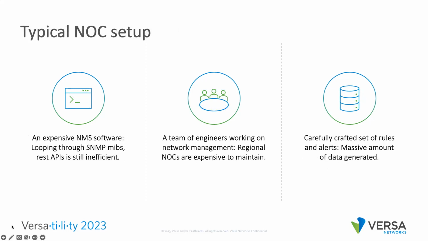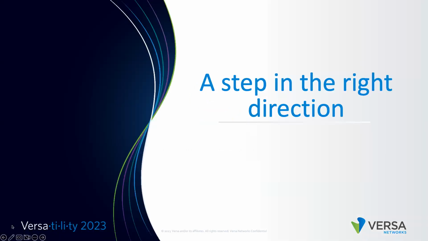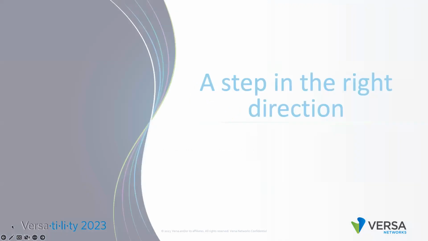So it was easier to do it then. But now to make it all work, you'll need to get an expensive NMS software. You loop through NMS MIB or REST APIs, which is still going to be inefficient. And on top of that, you need a team of engineers working on this network management tool. You'll have to set up regional NOCs to make sure that your regions are up and running. And on top of that, you need a carefully crafted set of rules to manage all these alerts that you're generating, right?